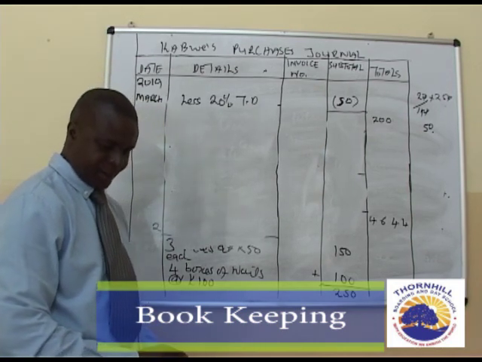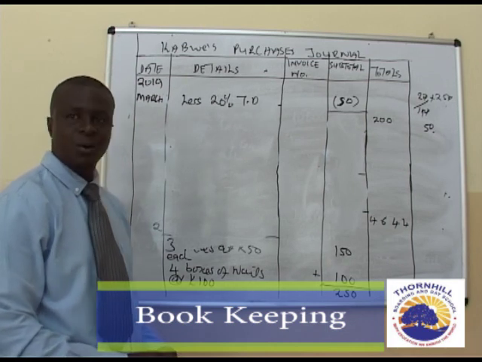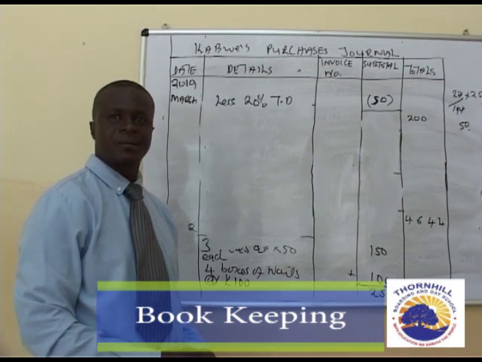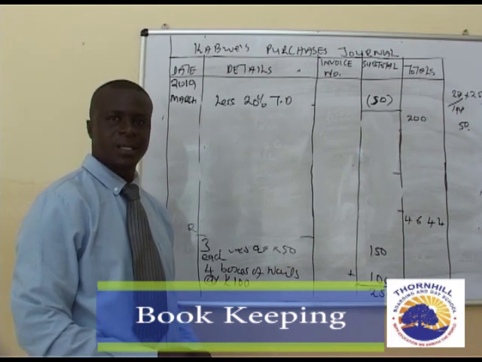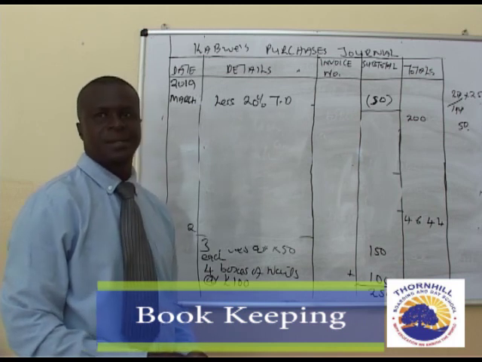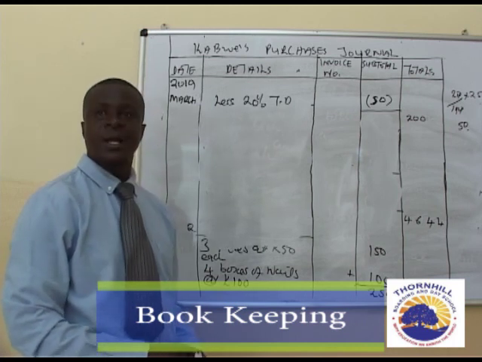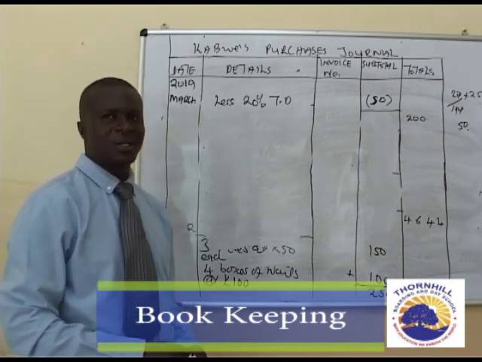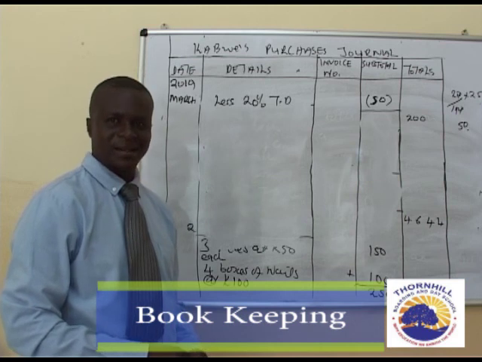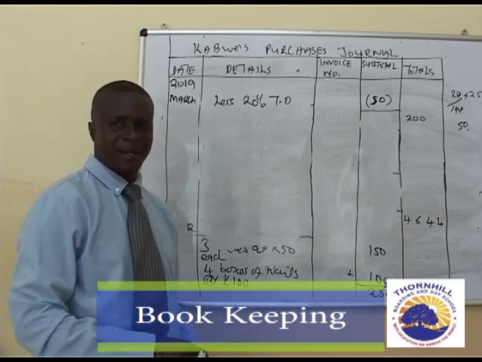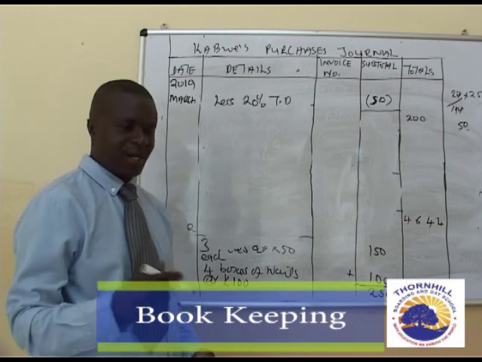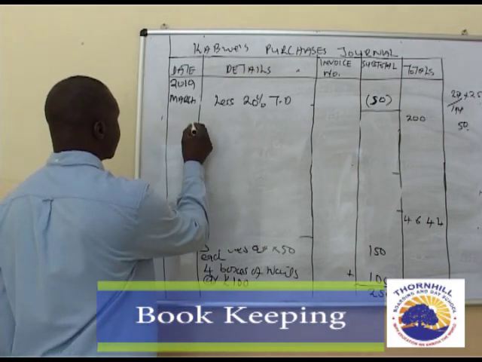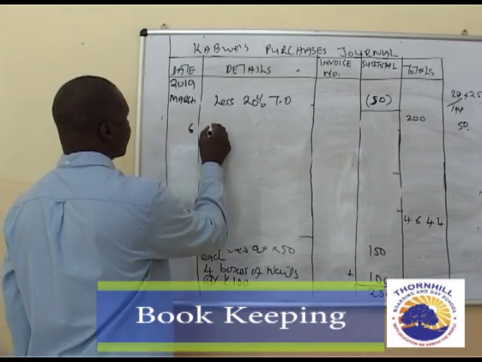The next is saying received an invoice from Frank Wood. Now remember, you can only receive an invoice if you had bought some goods. That's why the language now has changed to received an invoice. If it was saying sent an invoice, it means you didn't buy, you were selling actually. You can only receive an invoice after buying. So the next is on the 6th, we bought from Frank Wood.